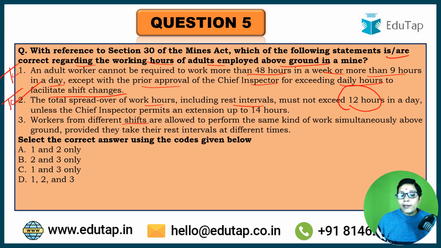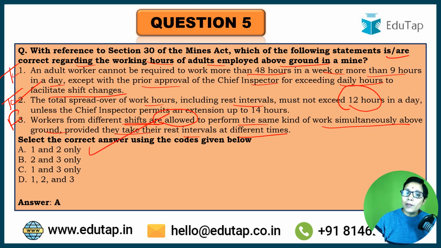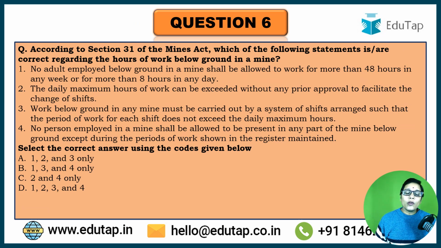Workers from different shifts are allowed to perform the same kind of work simultaneously above ground provided they take the rest intervals at different times. No, this can't be done. They are not allowed to perform the same kind of work simultaneously above ground. So this is false. So here in this case only 1 and 2 are correct. So A is the correct answer when it comes to section 30 of the Mines Act. So moving on to our next question.